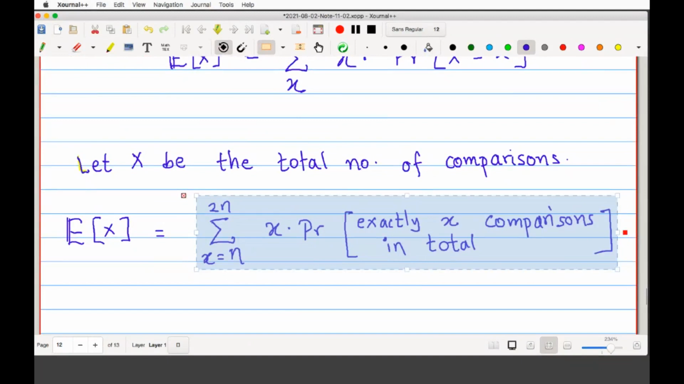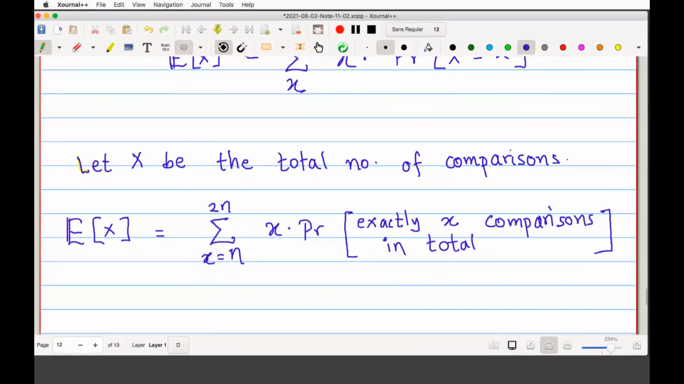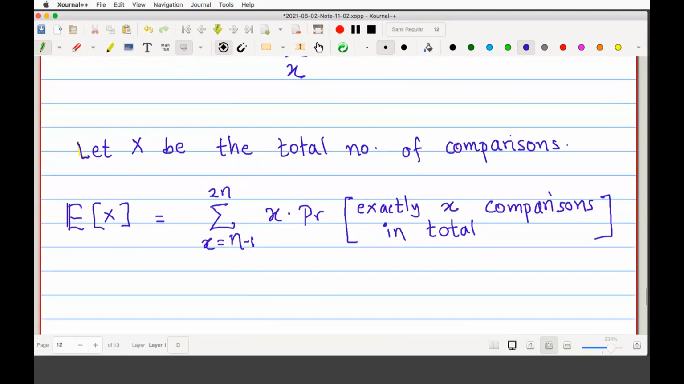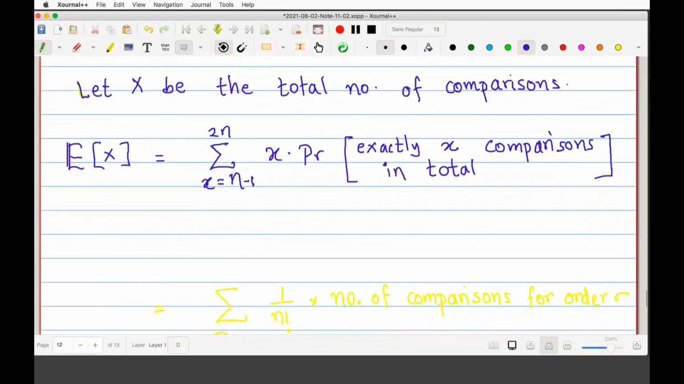I'm taking a summation over all possible values for x, and maybe I'm not very precise here. Let me just write x from n minus 1 to 2n, and I will go over all these possible values. I will take the sum of the value x times the probability that I'm making exactly x comparisons, right? So that is the expectation formula.